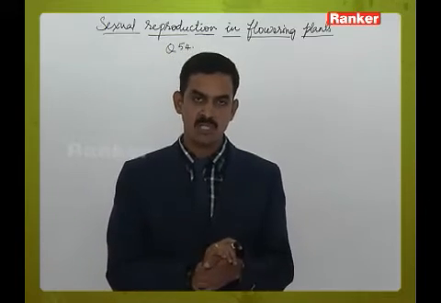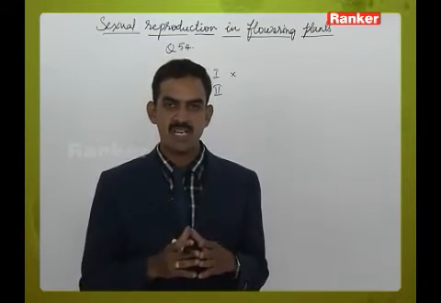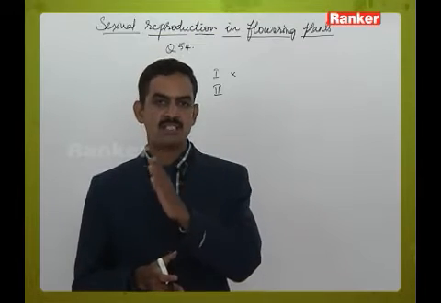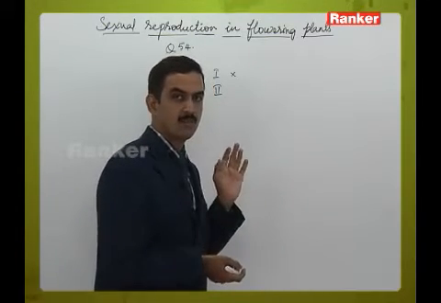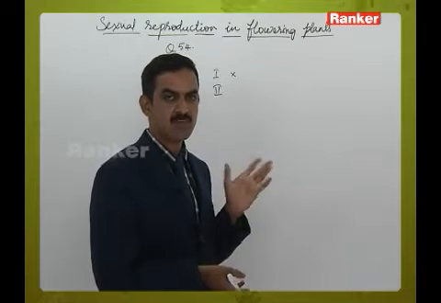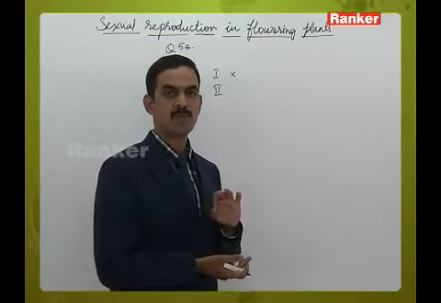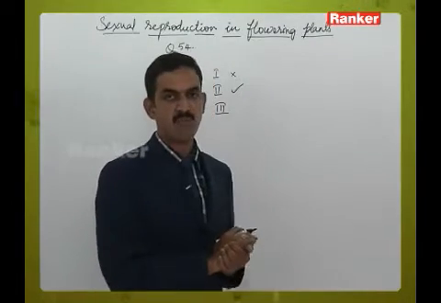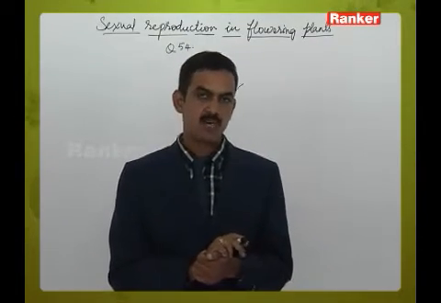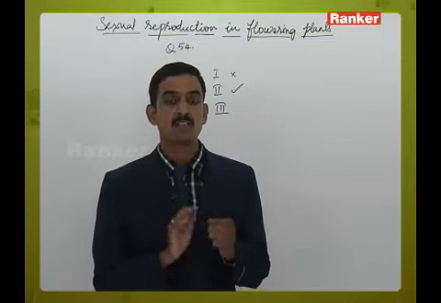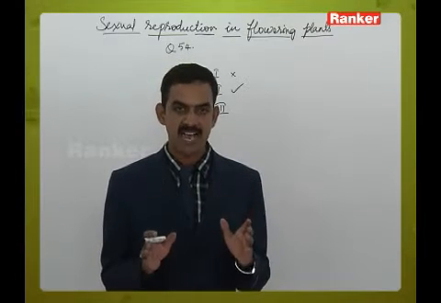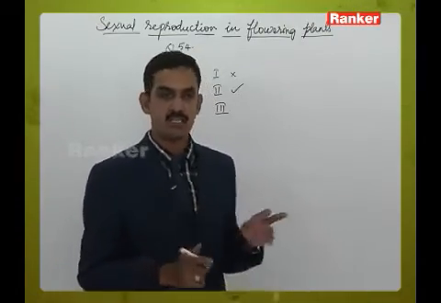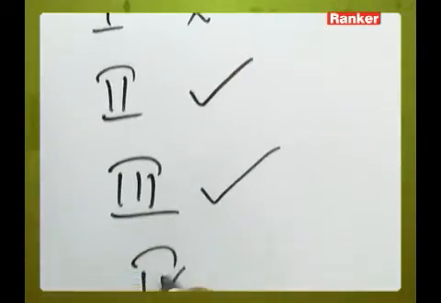Then coming to triple fusion. Triple fusion is a part of double fertilization where syngamy and triple fusion are taking part. This is a process which is taking place only in angiosperms. So triple fusion is correct. Then third one is double fertilization. Double fertilization is a process where 2 times of fertilization is taking place. This is a character which is present only in angiosperms but not in any type of plants on this earth. So that 3 is also correct.